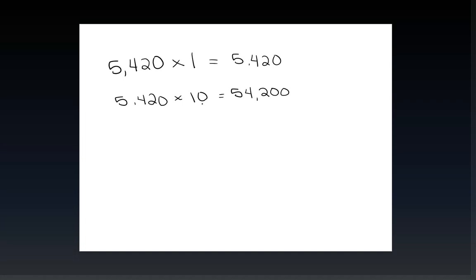So again, when I've got a 1 here as my first digit, all I need to do is count the number of zeros after that 1 and put them on the end of my number. So if I've got a 1 as my first digit, I count the number of zeros following that 1 and add them to the end of my number.